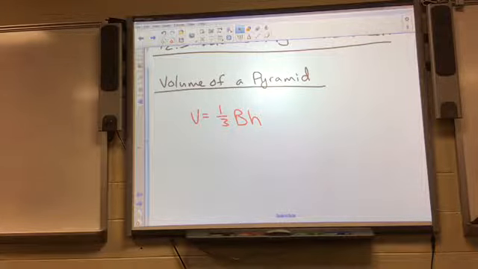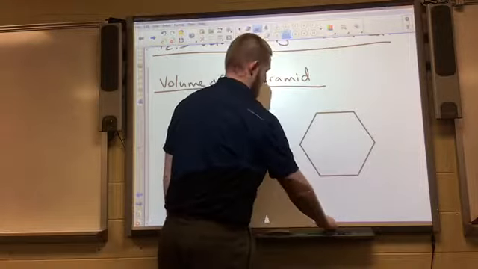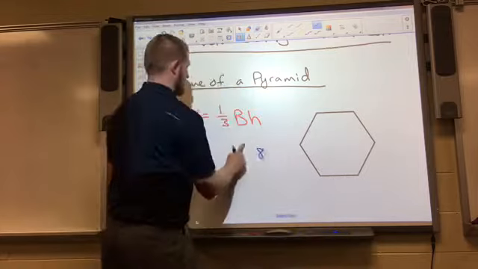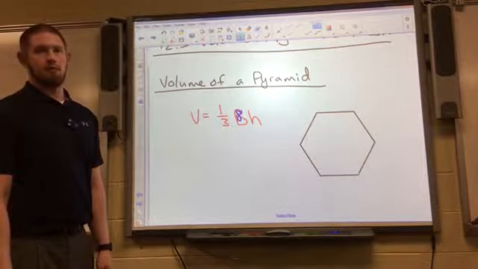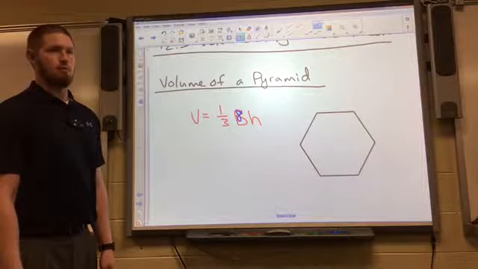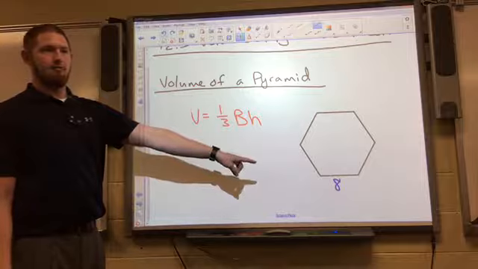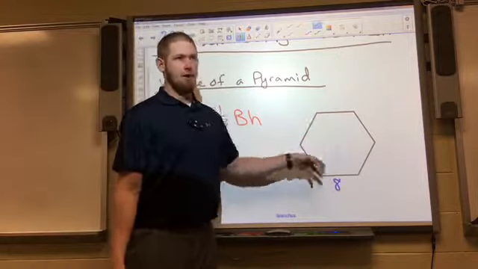So then they would get this hexagon. They would have this hexagon as a base, and it would tell you that this was 8, and they'd just be like, oh, that's 8. That's not what that means, right? No. The 8 is the side length. It's not the area of the base. You have to break this down and find the area of this hexagon.